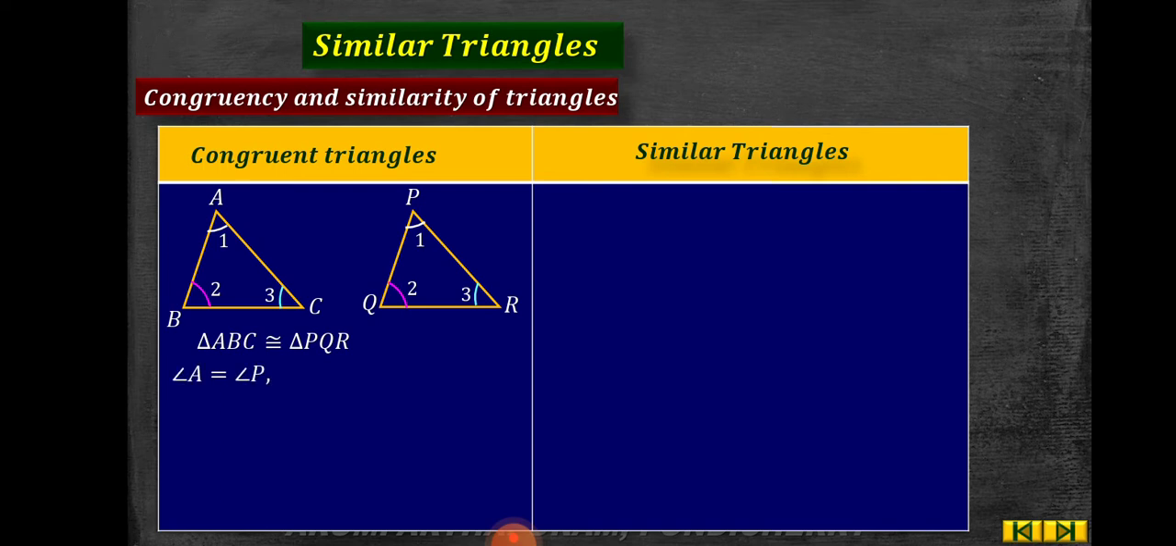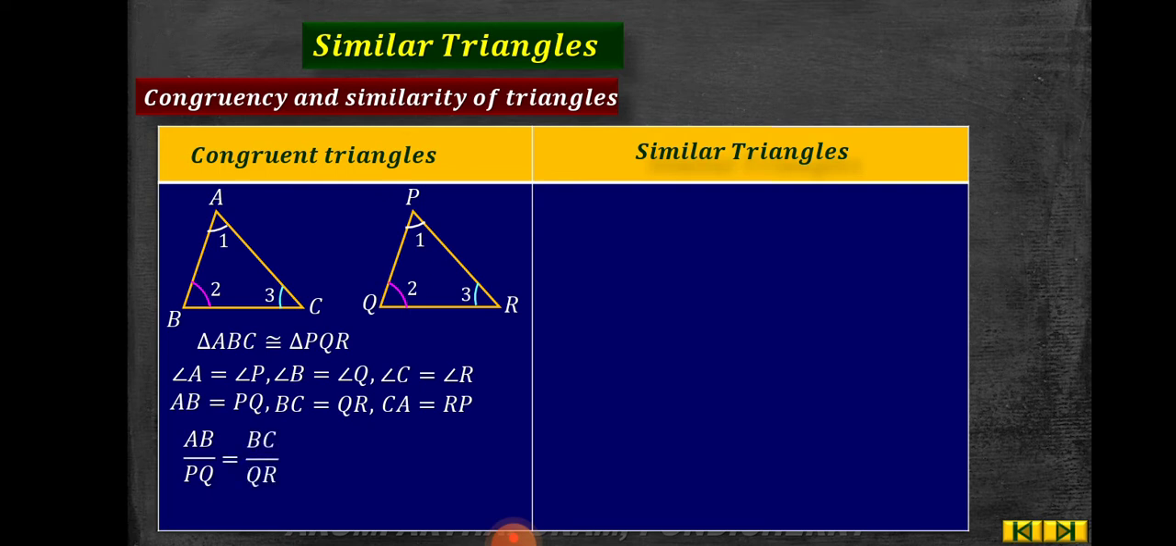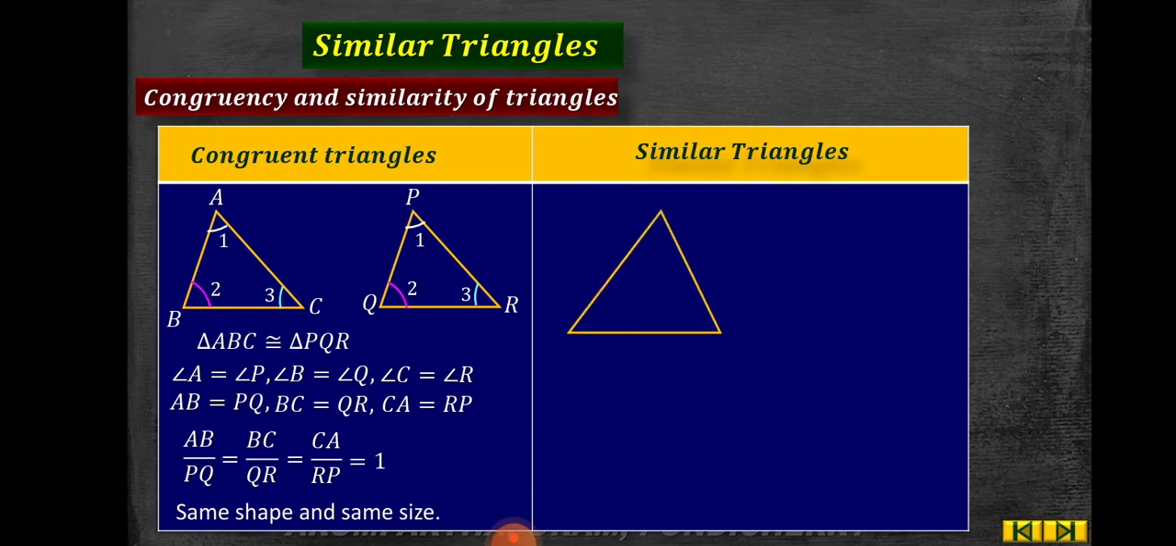So angle A is equal to angle P, angle B is equal to angle Q, angle C is equal to angle R. Then AB is equal to PQ, BC is equal to QR, and CA is equal to RP. So AB by PQ is equal to BC by QR is equal to CA by RP, which is equal to 1. So same shape and same size. That is congruent triangles. Next we are going to see similar triangles.